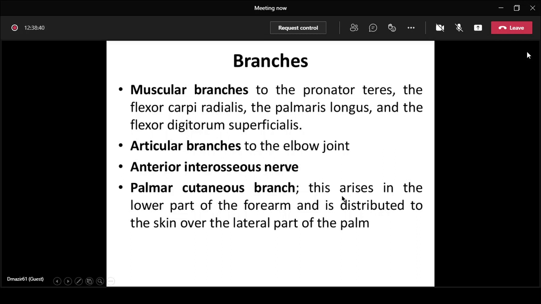This arises in the lower part of the forearm and is distributed to the skin of the lateral part of the palm, because the lateral two-thirds of the palm is supplied by the superficial branch of the median, and the medial one-third is supplied by the superficial branch of the ulnar.